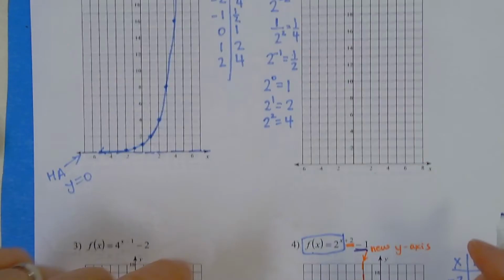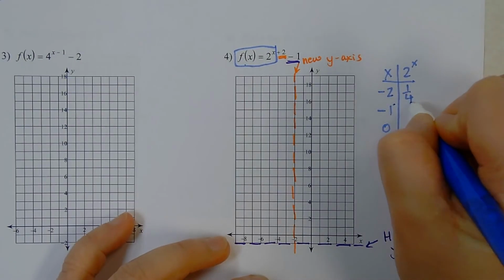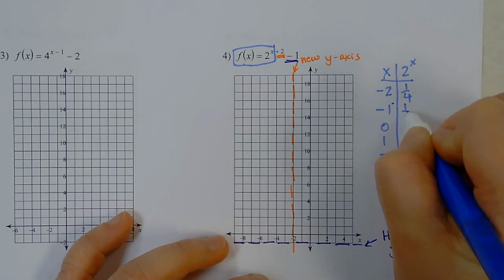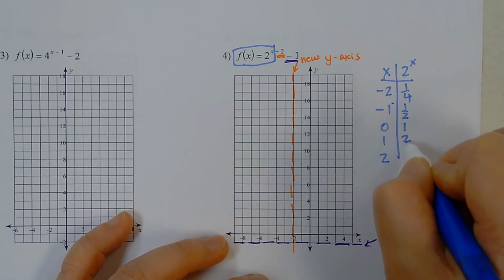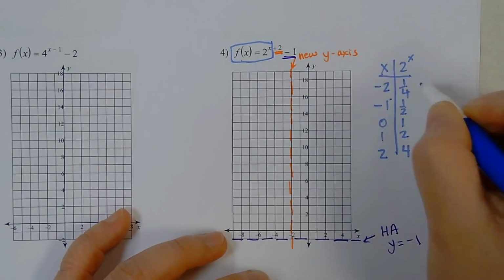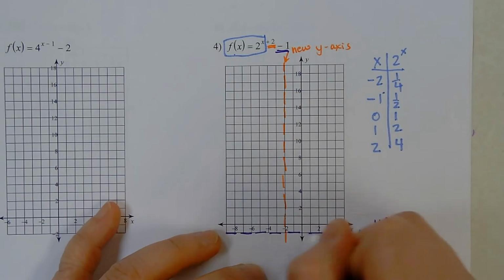So I'm going to go 1/4, 1/2. So 2 to the -2 power is 1/4. 2 to the -1 power is 1/2. 2 to the 0 power is 1. 2 to the 1 power is 2. 2 to the 2 power is 4. We're going to use this and plot it on our new x and y axis.